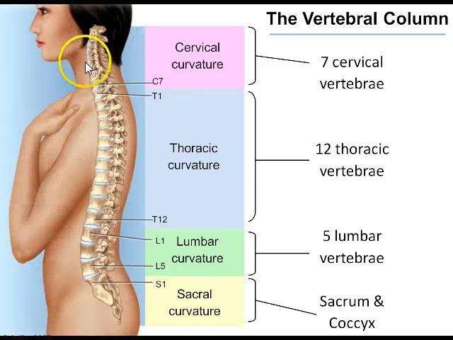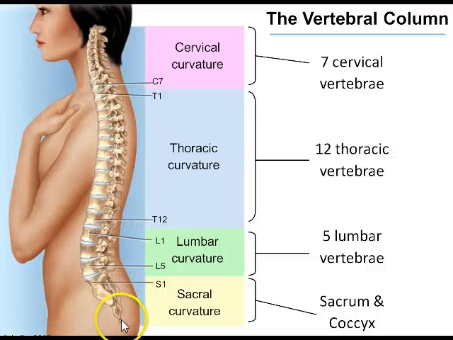Firstly, in the neck we find the cervical vertebrae. This consists of 7 individual cervical vertebrae. Then we have the thoracic vertebrae, consisting of 12 thoracic vertebrae. The lumbar region consists of 5 lumbar vertebrae. And finally, in the adult, the single sacrum and coccyx.